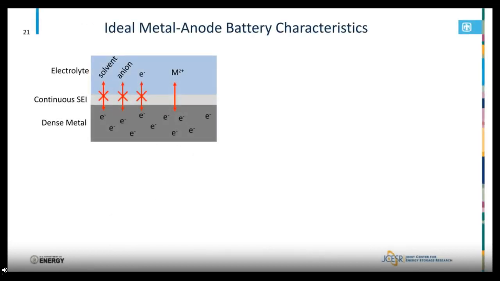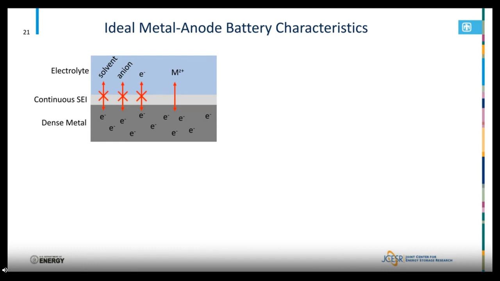And so here's what that ideal battery might look like. It'd have a continuous SEI that would only allow for the metal to transport across. It wouldn't allow for any solvent or anion transport, and it would not allow for electron transport either. And then that ideal battery would also have, if we're talking about metal anode batteries, a fully dense metal anode that is relatively flat and well behaved.